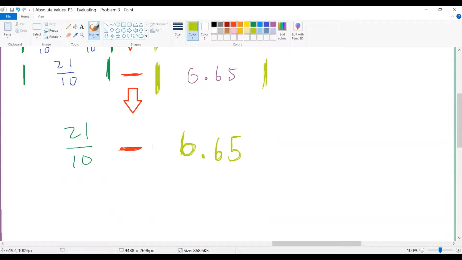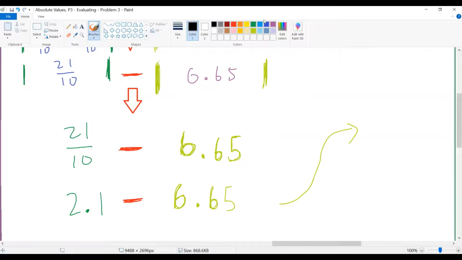So what I want to do is either convert both of them to be fractions or have both of them as decimals. Since it's easier to rewrite the first one as a decimal, 21 over 10 is the same thing as 2.1. Then we're going to finally be able to subtract with 6.65.